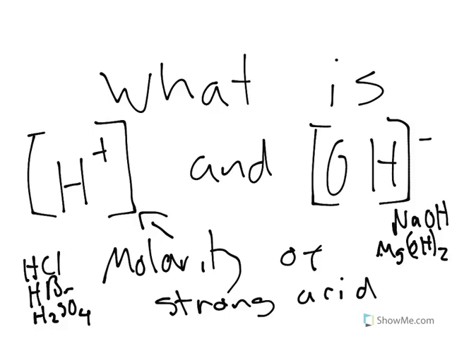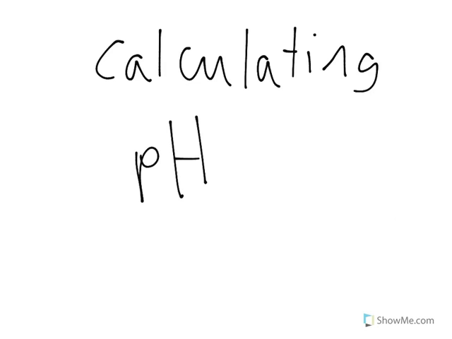But for now, how we know the concentration of a strong acid, or the H plus concentration, is simply the concentration of whatever that acid is. The concentration of OH, or the OH minus concentration, is simply the concentration of whatever that strong base is. So whatever the molarity is, that is the concentration. So let's go back here to calculating pH.